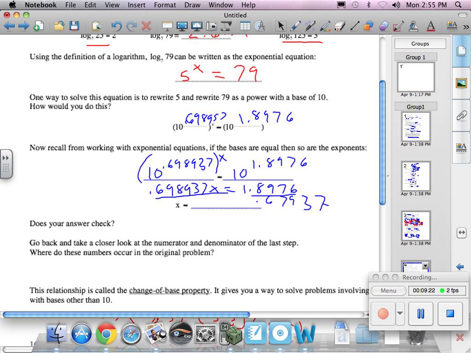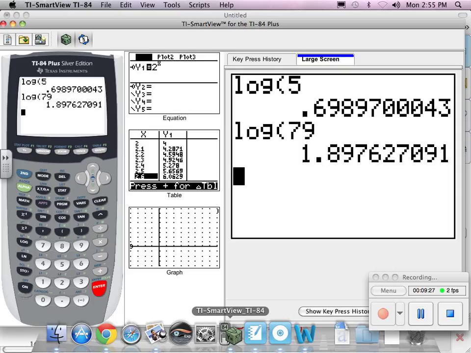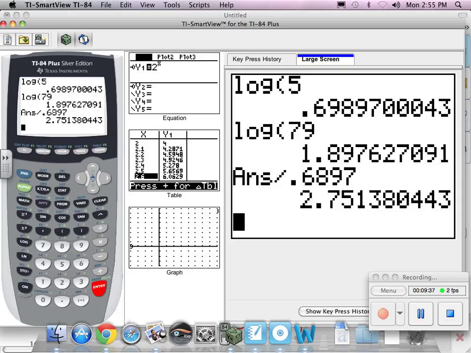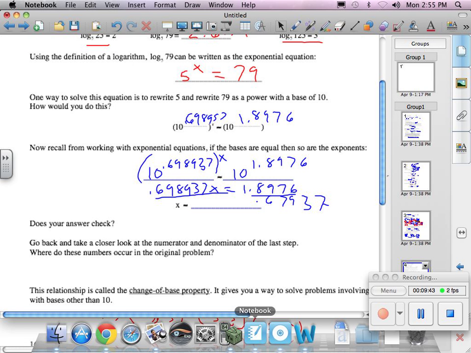Let's see what that is. So I go into my calculator once again, and I'm going to take this number, and I'm going to divide it by 0.69897, and I'm going to get 2.75 approximately. So let's go back in there. So 2.75 approximately. Okay. Does this answer check?